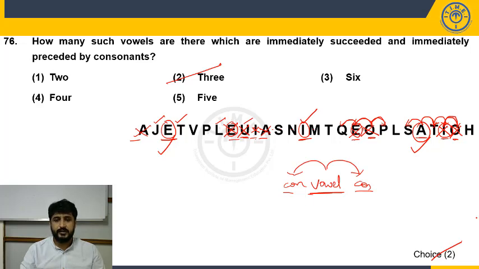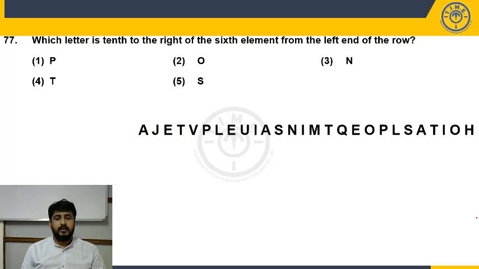Okay, now move to the next question. Which letter is 10th to the right of the 6th element from the left end of the row? So we should start counting from the left end. Which element have they given? 6th element. So P will be the 6th element from the left. Now with respect to this P, I should identify the 10th right. So first right, second right, third right, fourth right, fifth right, sixth right, seventh right, eighth right, ninth right, 10th right. So it is T, choice 4.